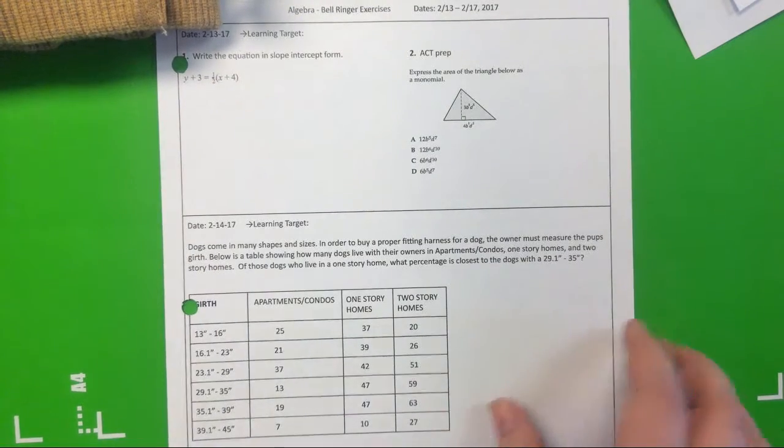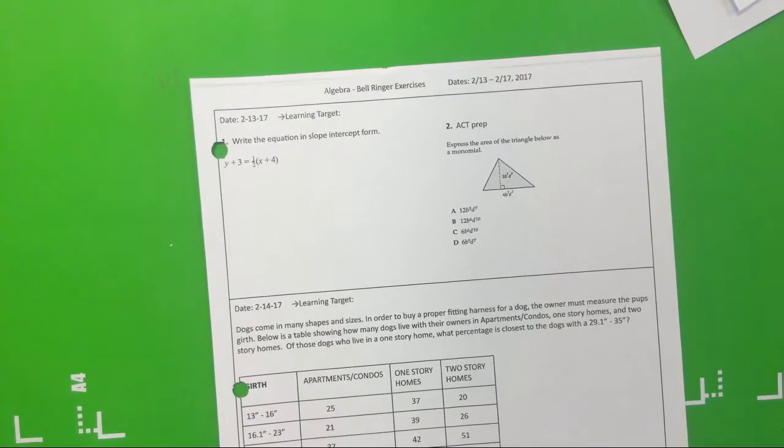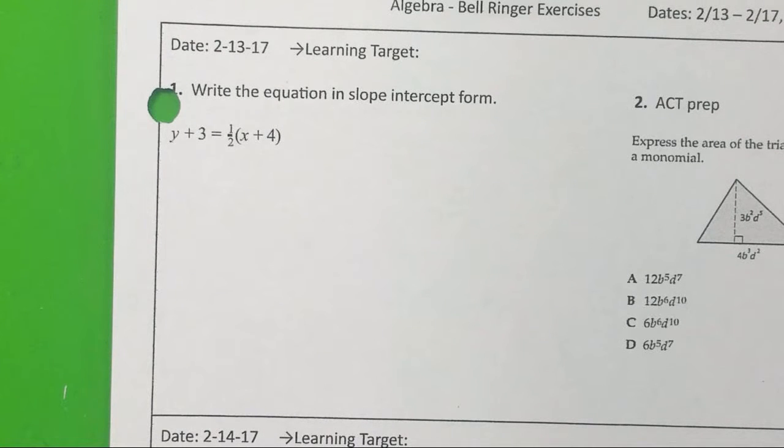Okay, so let's look at the bell ringer. Write the equation in slope-intercept form. What form is it currently in? What form is it currently in? It's currently in point slope form. How do we put it in slope-intercept?